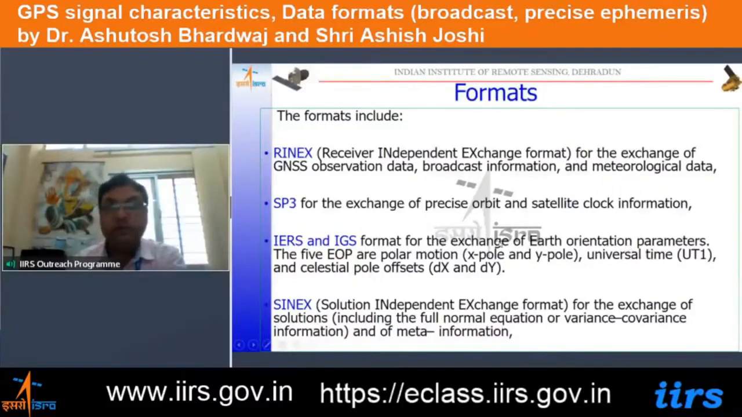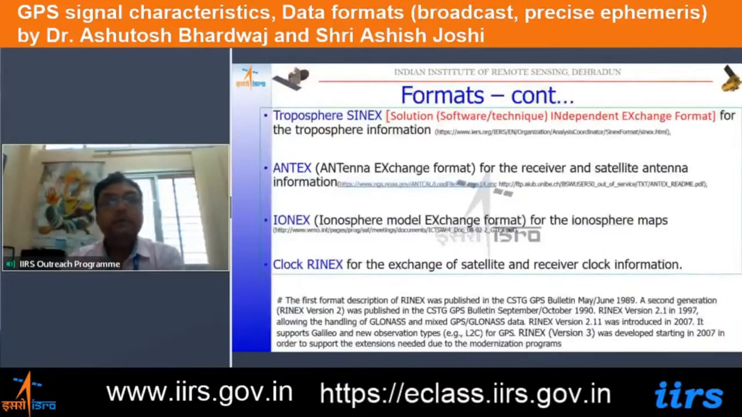Usually in the commercial systems, we are not using these, but for some of the crustal deformation studies and high precision studies, these are required. Then there is the solution independent exchange format, SINEX, for exchange of solutions and of the meta information. So RINEX is also one of the formats in which data is available. There is also a troposphere RINEX, which provides information regarding the troposphere. The respective links for the different types of datasets are given here.